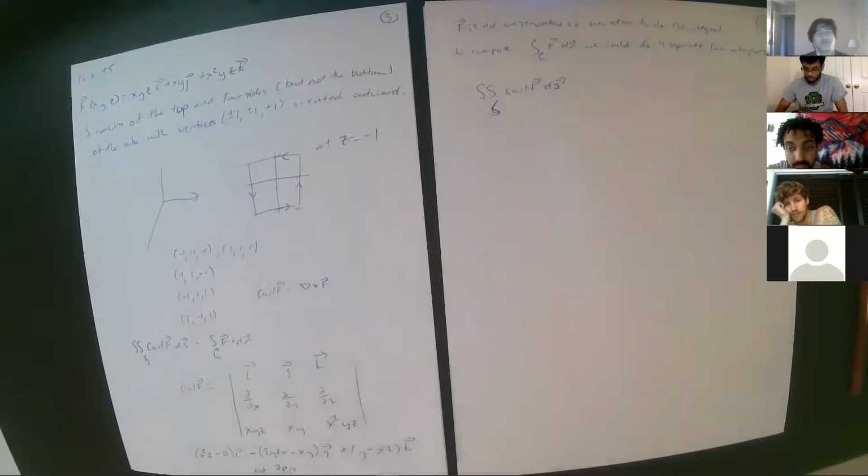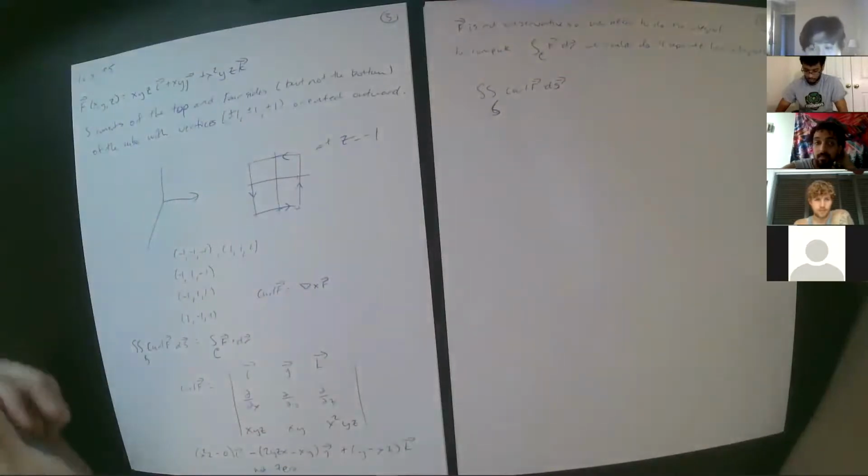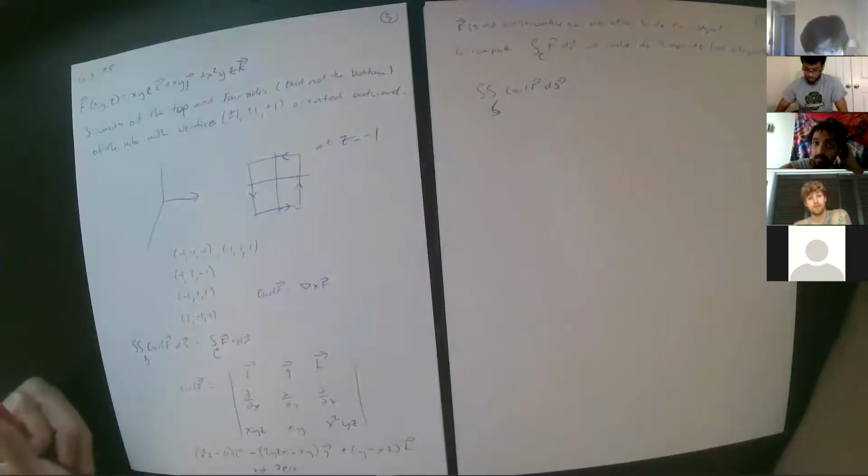But let me think about this for a moment. Oh, okay. Yes, I see the situation here. So this is what I talked about ad nauseum the other day. I said if two surfaces have the same boundary curve, their integrals are the same. Right? That's what Stokes' theorem says.